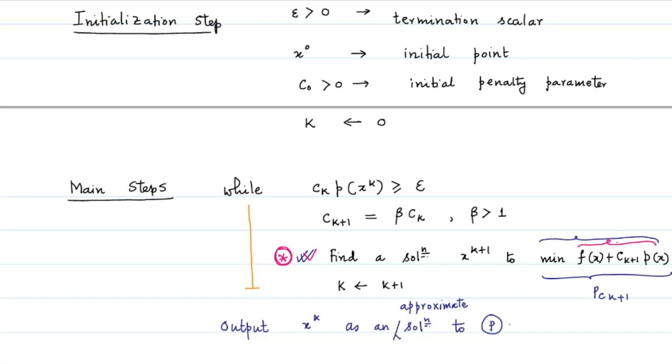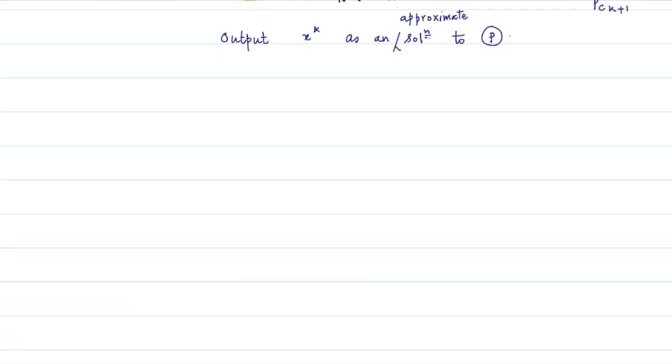The answer to this question is affirmative, and there are methods called exact penalty methods, in which we do not consider a sequence of increasing values of c_k, but just a precise, sufficiently large value of c. Accordingly, we find a solution of the corresponding unconstrained problem with the chosen value of c, and such a solution will give us an exact solution to the constrained problem P. So I write here that there are methods called exact penalty methods.